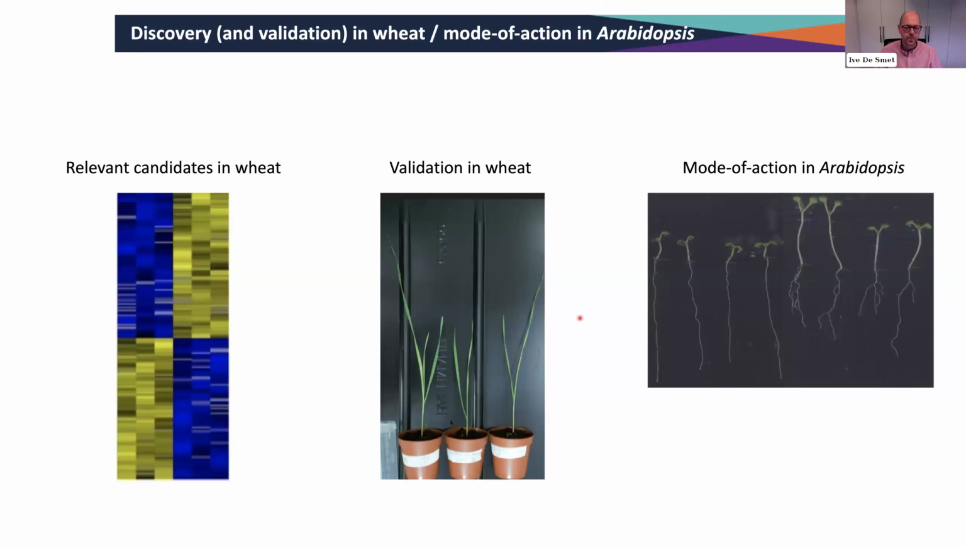Now, the approach that we have been following in the group is that we do phosphoproteome analysis in wheat to identify potentially relevant candidates. We then try to validate these in wheat initially by looking at loss of function lines for these particular proteins. And then we try to gain a deeper understanding, mode of action studies, by mainly using Arabidopsis. And to the extent possible, we then also go back to wheat. So I'll outline some of these examples throughout my presentation on how we come to deeper insight.